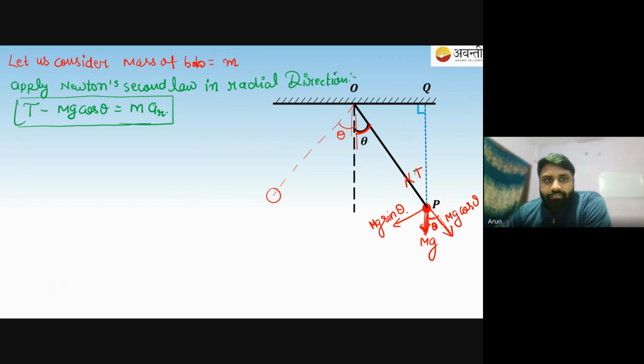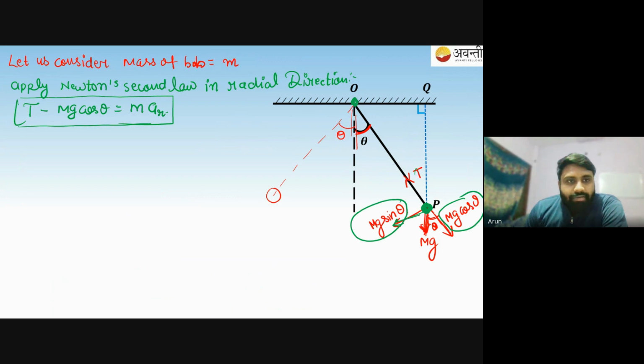Now, if you talk about mg sin theta and mg cos theta, if I ask you which one of these components could cause a torque in this bob, or is able to rotate this bob about this point O? Tell me. The very basic definition of torque is that it is r vector cross force vector, r cross F.